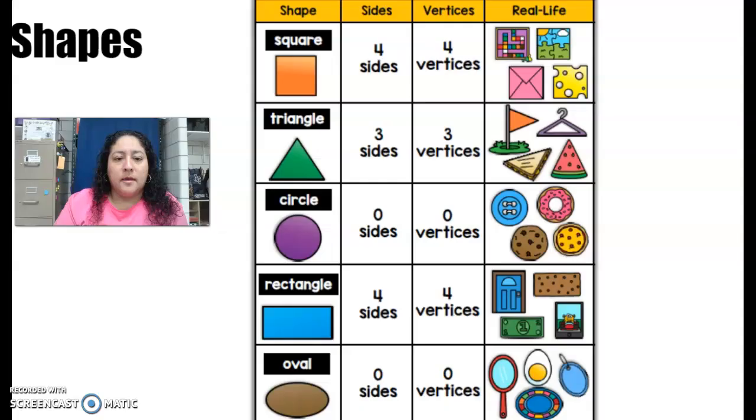Alright, good job. Okay, so before I let you go, let's review real quickly. We talked about shapes today. We talked about how many sides and how many vertices it has, and we talked about real life things that look like that shape. For today's homework, you're going to be pairing up real life objects to its shapes, okay?